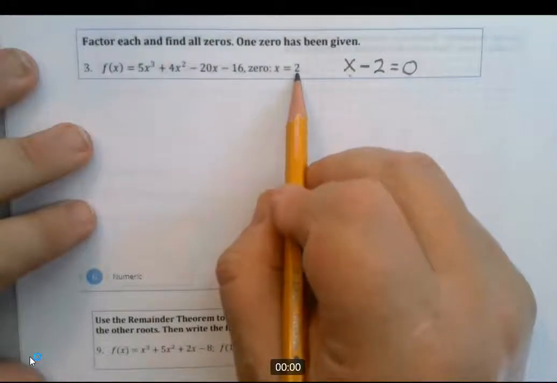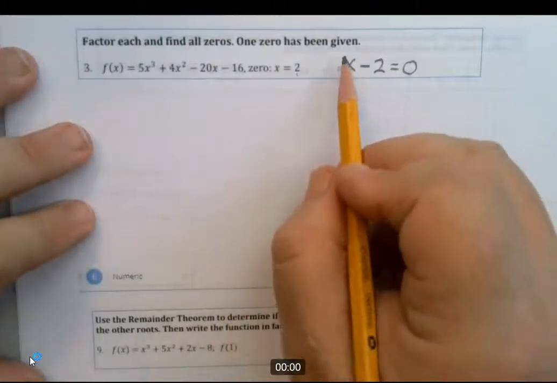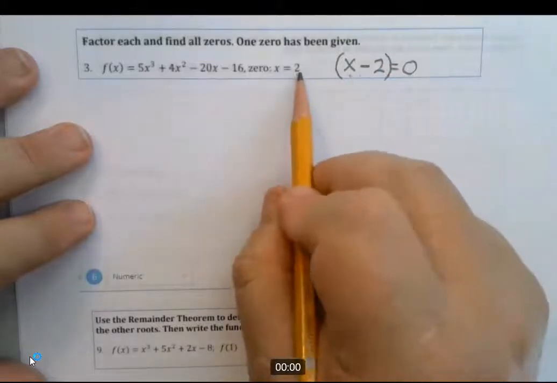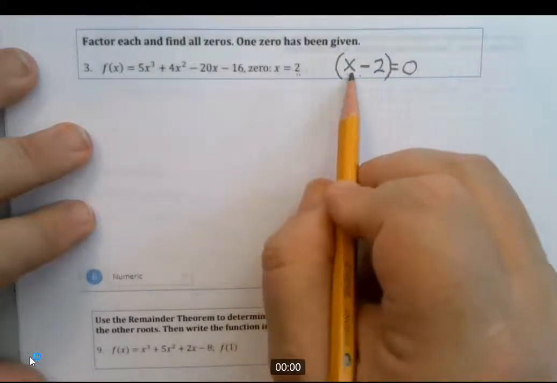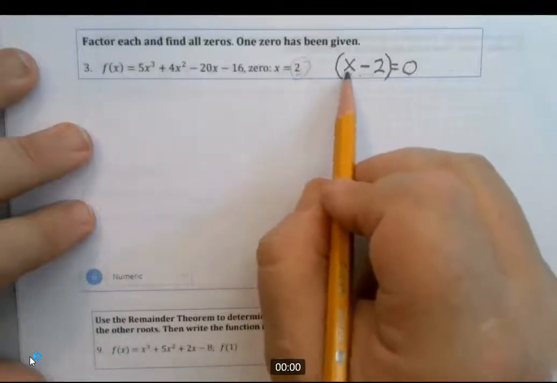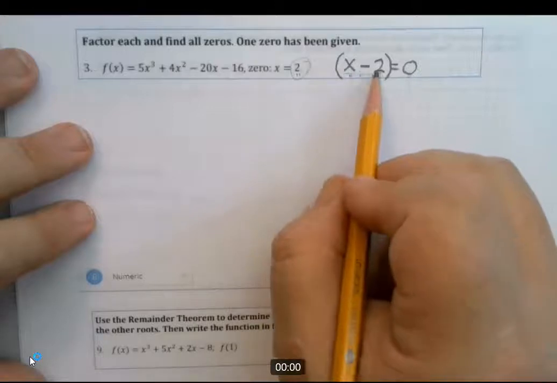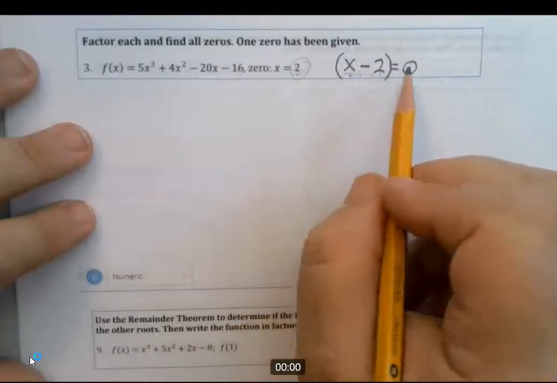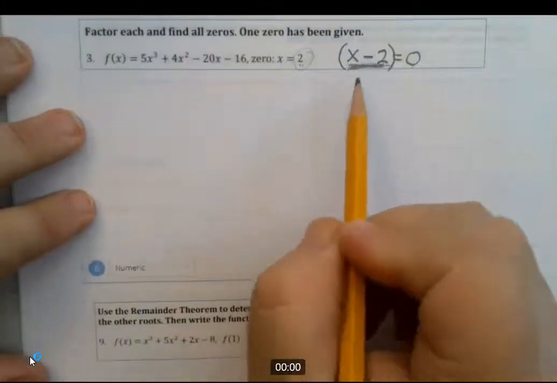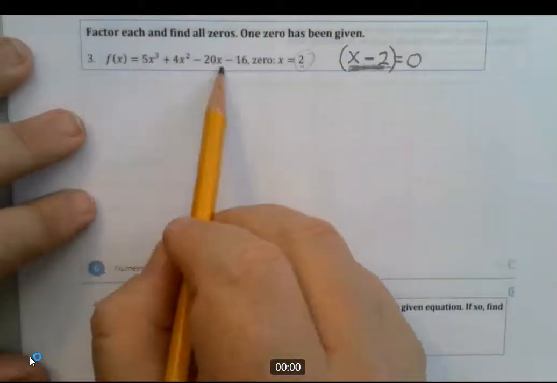So if they give you 2 and tell you that's a zero, then what that means is this that I just wrote here is the factor. That's the zero that makes this factor go to 0. So if they give you the zero, then you can figure out the factor. It's going to be x minus 2, because 2 minus 2 would have been 0. So that means this is one of the factors. That means it can be divided evenly into this.